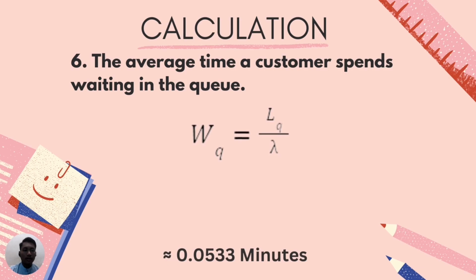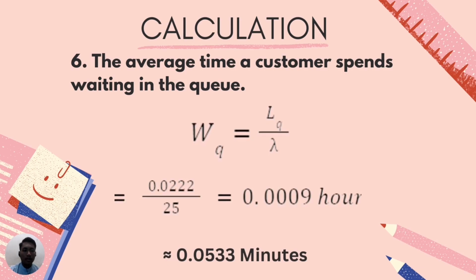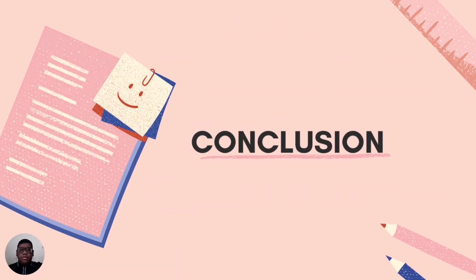Then the calculation for the average time a customer spends waiting in the queue. The formula is Wq equals Lq over lambda, which is 0.022 over 25, and the answer is 0.0009 hour. So we convert to minutes and we get 0.0533 minutes. So the average time a customer spends waiting in the queue is 0.0533 minutes. Next is the conclusion.